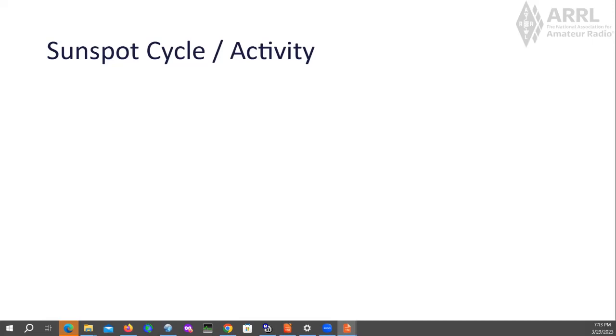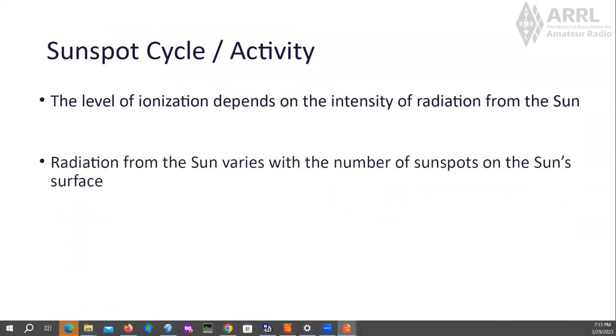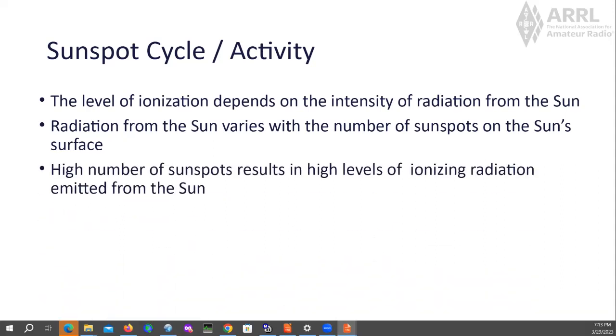Sunspot cycle activity. The level of ionization depends on the intensity of radiation from the sun. Radiation from the sun varies with the number of sunspots on the sun's surface. High numbers of sunspots result in high levels of ionizing radiation emitted from the sun. Sunspot activities follow an 11-year cycle.